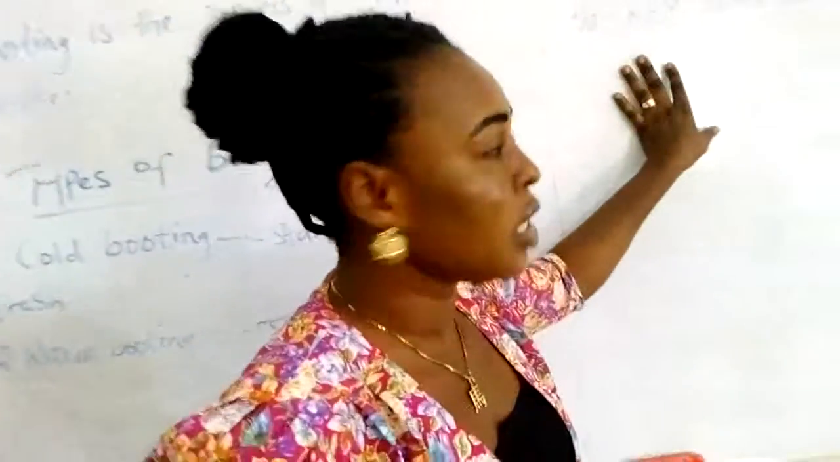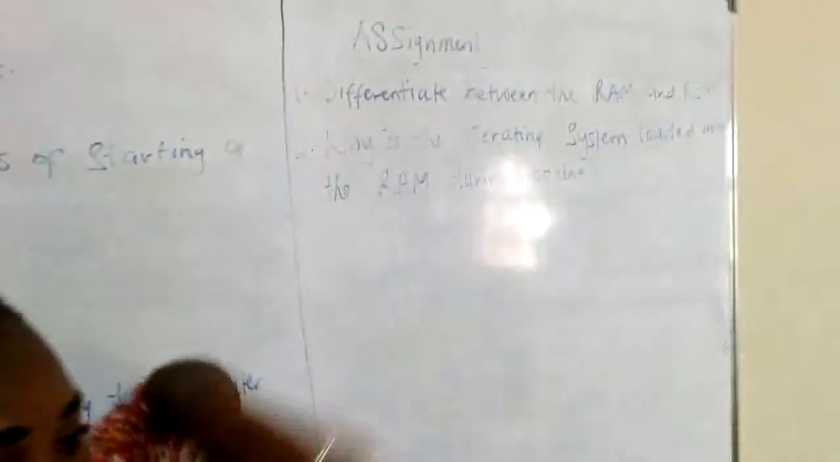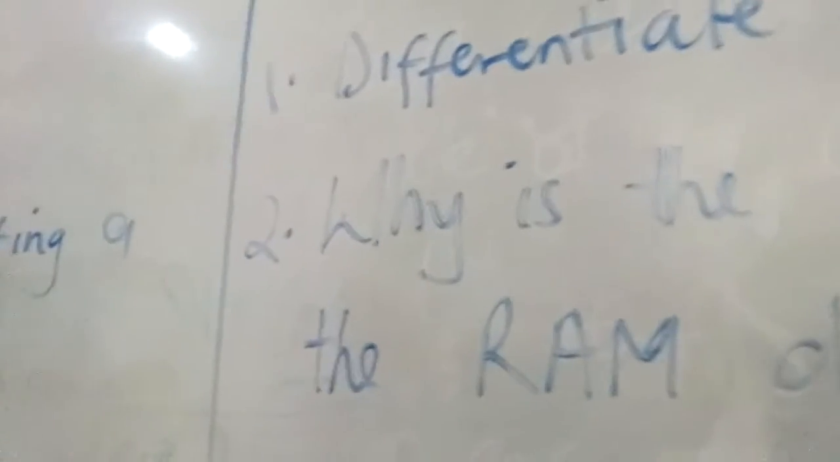Alright, having discussed all of this, this brings us to the end of this topic, and I'm going to give you a little bit of assignment to do as you are at home. Number one question says, differentiate between the RAM and the ROM. I know that in the course of my lesson, I have mentioned them. Before now, you have been taught about memories of the computer. You've heard about the RAM and the ROM. It's not a new thing. So what I want you to do is just differentiate between the two of them for me.